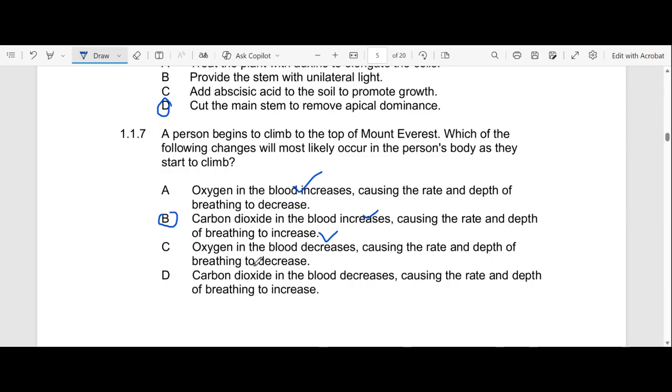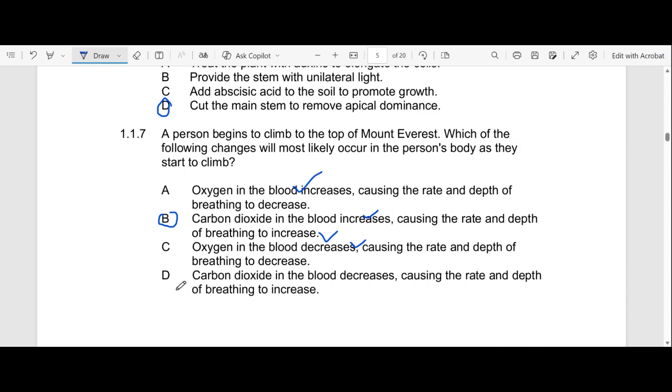C. Oxygen in the blood decreases, causing the rate and depth of breathing to decrease. This does not make sense. This statement is contradictory, in the sense that when oxygen decreases in the blood, obviously your breathing will increase because you need more oxygen in your body or in your blood, right? So, hence, I'm saying that this statement is contradictory.